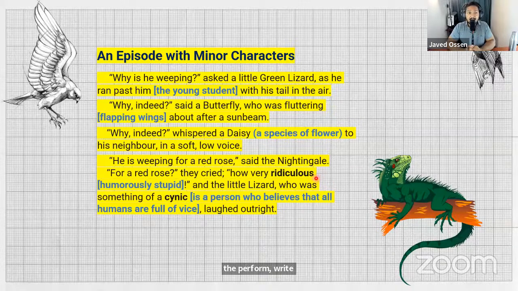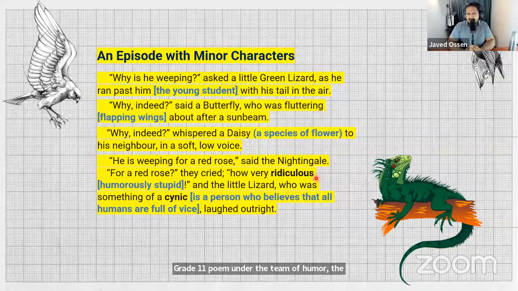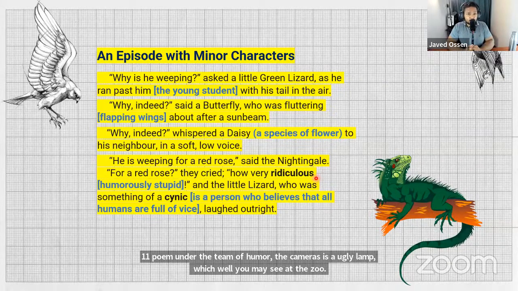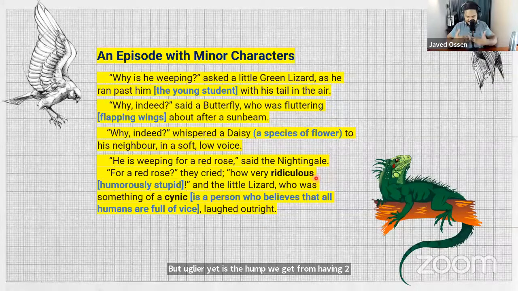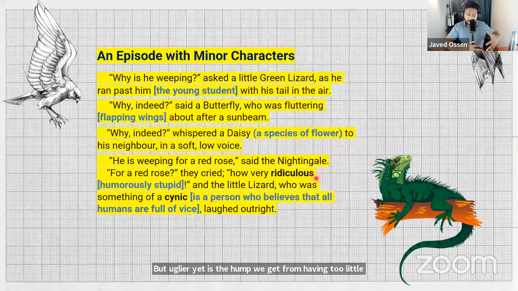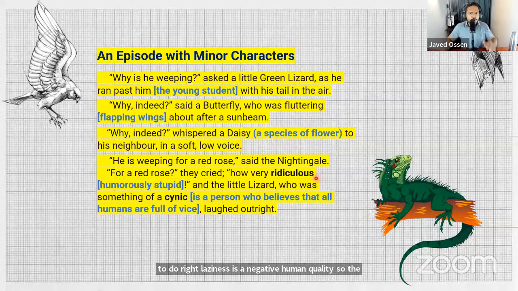The Camel's Hump is an ugly lump, which, well, you may see at the zoo. But uglier yet is the hump we get from having too little to do, right? Laziness is a negative human quality. So the Camel's Hump also has a bit of cynicism inside of it. Who is the cynic here? A person who believes that all humans are full of vice, all humans make mistakes: the green lizard, and he laughs outright.